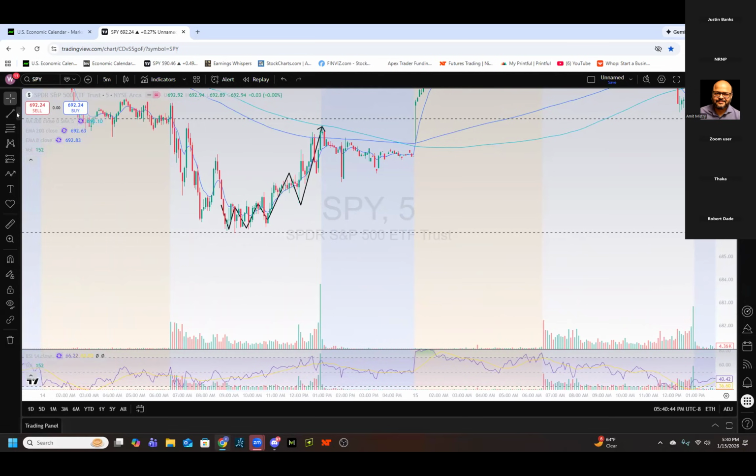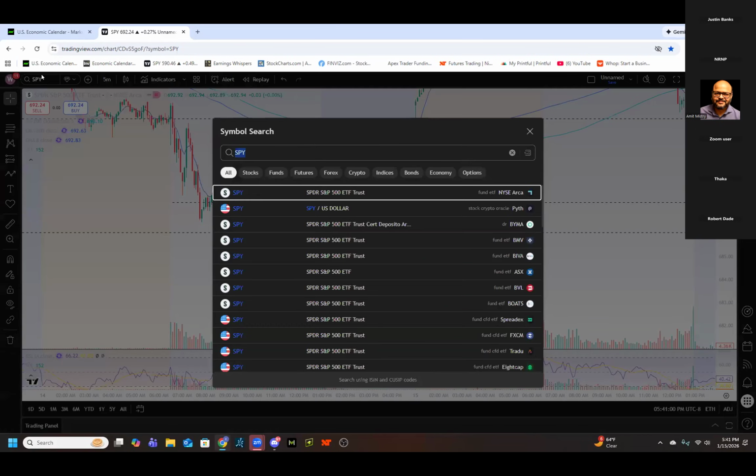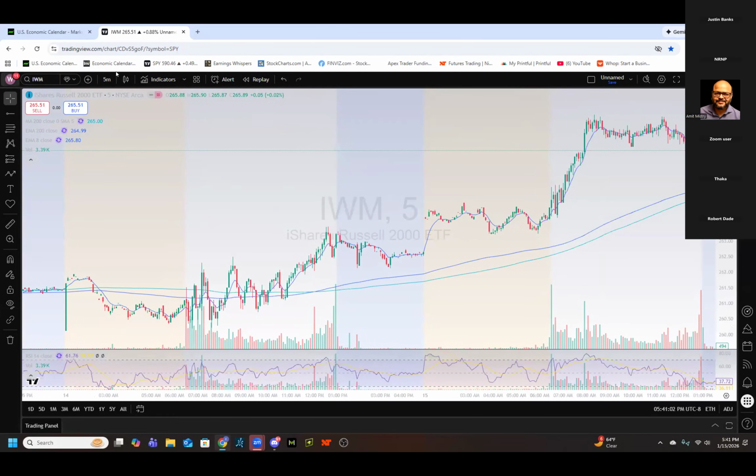Now this is a 5-minute chart, and it happened again right here. You guys can see it. There's your structure. Buyers overtook the sellers. We got our back test and held. That's your cue to get long. So it happens on a 5-minute, it happens on a daily. Here's another one.